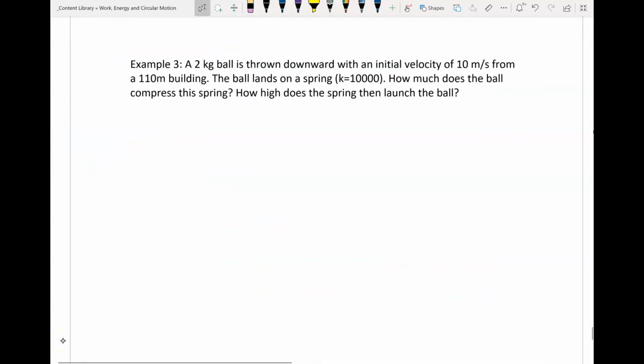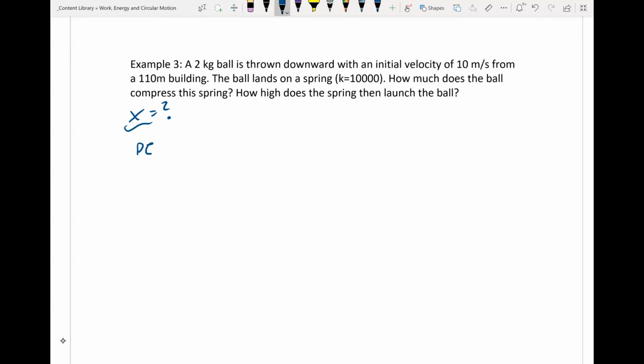Moving on to our last example, a 2 kilogram ball is thrown downward with an initial velocity of 10 meters per second from a 110 meter building. The ball lands on a spring. The constant is 10,000. How much does the ball compress the spring? And we also want to know how high does the spring then launch this ball? All right, again, there's two parts to this question. So I'm first going to look at how much the ball compresses the spring, and that's x, so that's what I'm looking for. I'm going to compare the two scenarios.